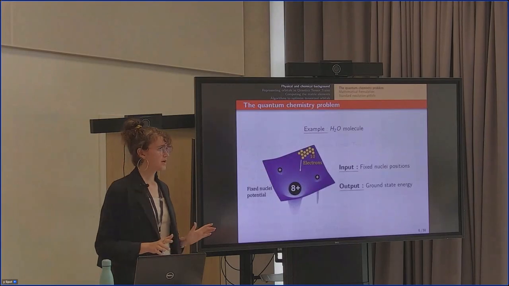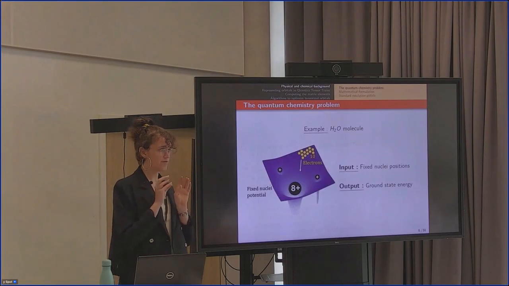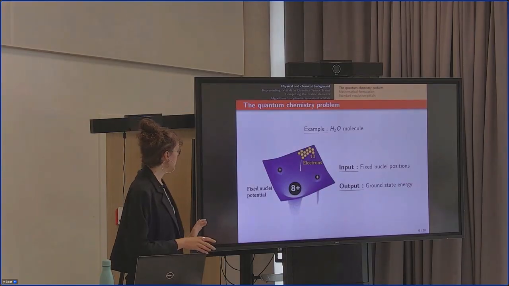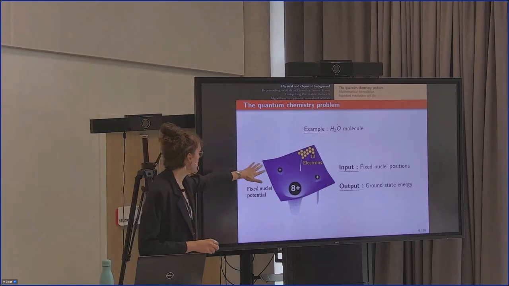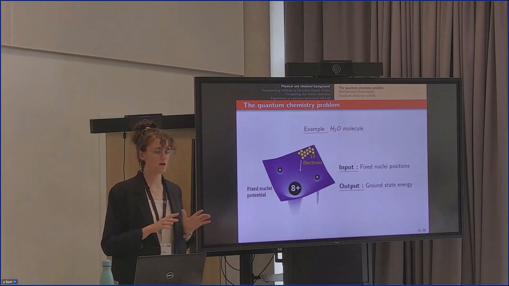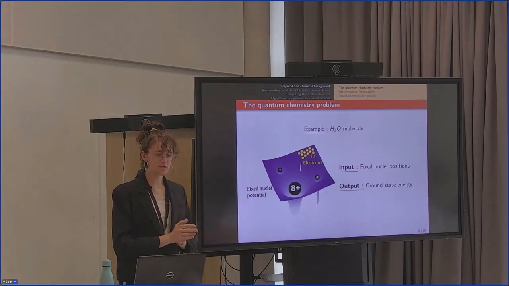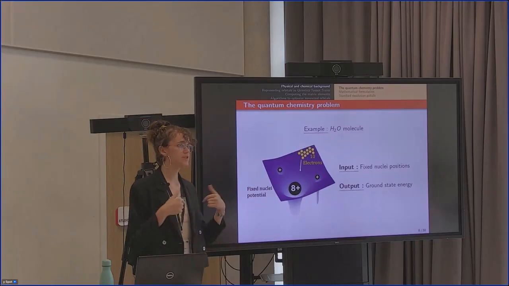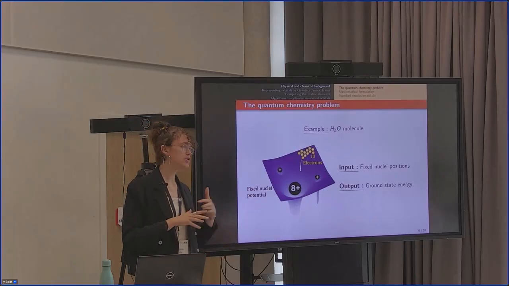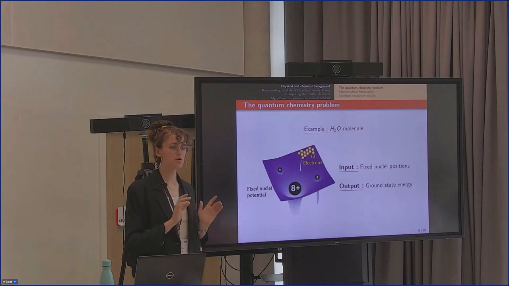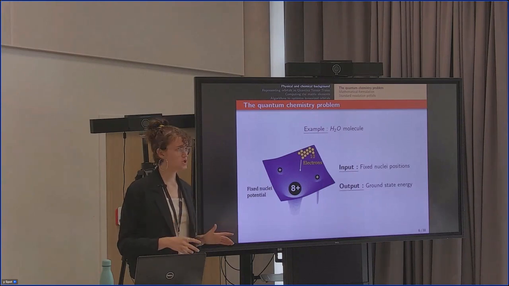The problem that we're tackling is we have a fixed nuclei potential. The input is we have where the nuclei are. We get 1 charge here, 8 charge here, 1 charge here, and we have 10 electrons. We want to know where they will go. So we take fixed nuclei positions, and what we want is the ground state energy of the electrons. This means that we are not adjusting the shape of the molecule. We are only considering the optimal position of the electrons.